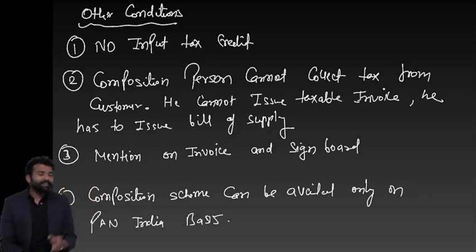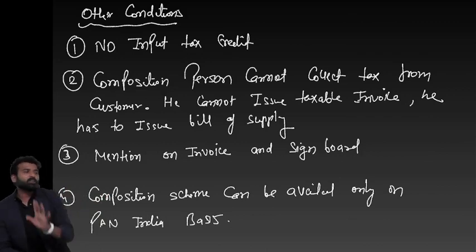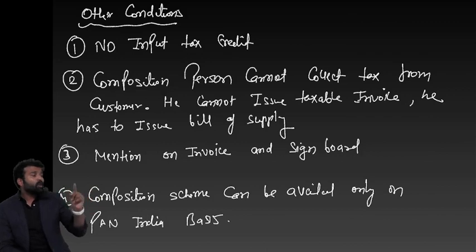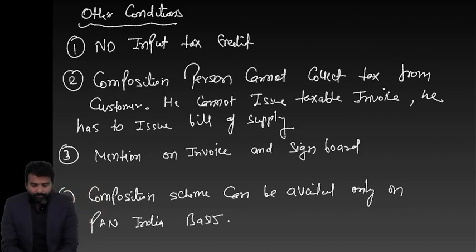If I am ineligible even for a single branch, I cannot claim the composition scheme anywhere. There is a Hindi saying for this: मिलेगा तो सबके लिए, नहीं तो किसी के लिए भी नहीं. So if you want to opt for the composition scheme, लेना पड़ेगा तो सबके लिए लेना पड़ेगा, otherwise किसी के लिए भी नहीं मिलेगा. Means if you are ineligible for one branch, you cannot get the composition scheme anywhere in India.